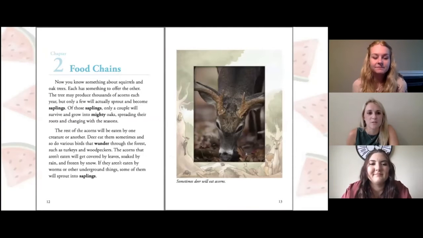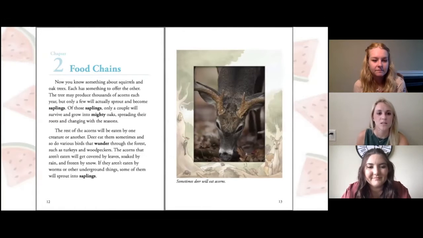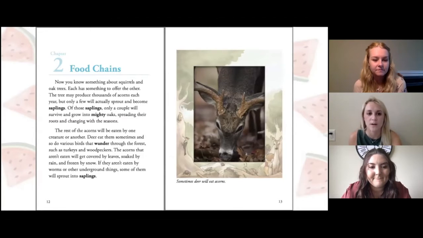Chapter 2, Food Chains. Now you know something about squirrels and oak trees. Each has something to offer to the other. The tree may produce thousands of acorns each year, but only a few will actually sprout and become saplings. Of those saplings, only a couple will survive and grow into mighty oaks, spreading their roots and changing with the seasons. The rest of the acorns will be eaten by one creature or another.